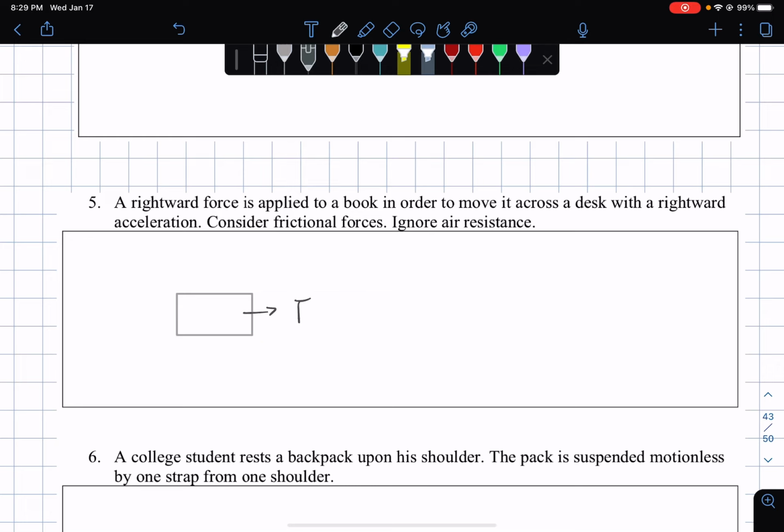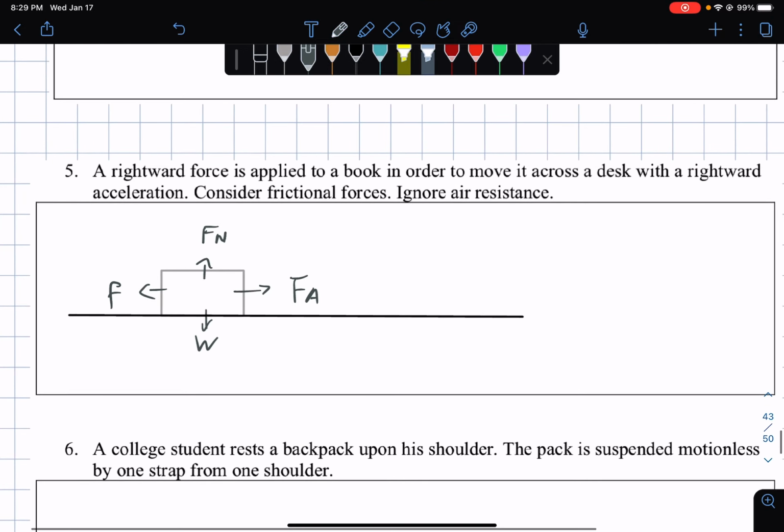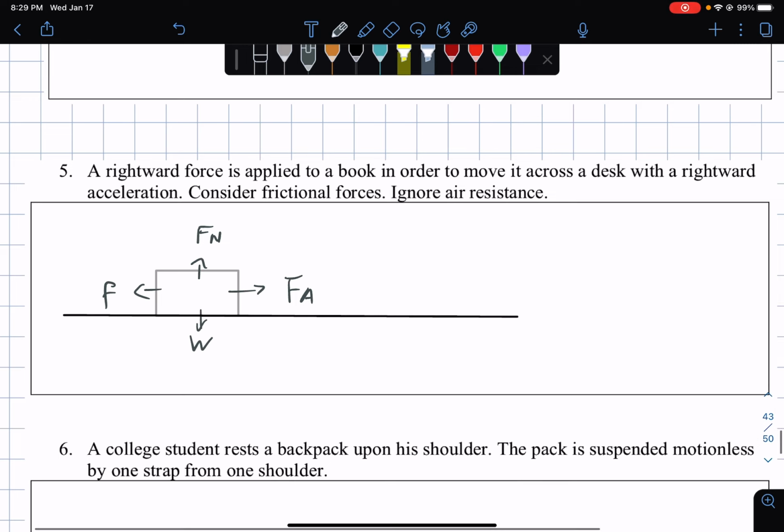Okay, so we do have applied force. And we have the friction, rightward acceleration, and then we have the weight, we have the normal force. The book is on a desk. Let's say this is the desk. And we are ignoring air resistance. If we ignore air resistance, then I suppose we eliminate Fn.